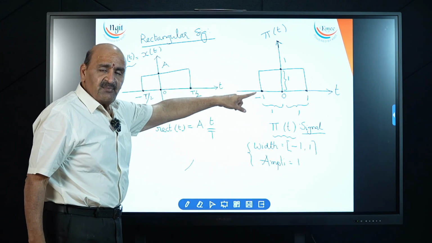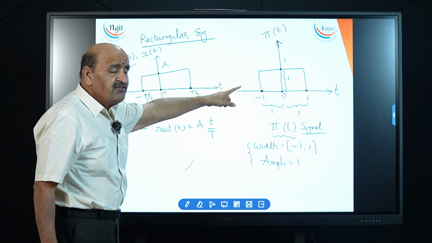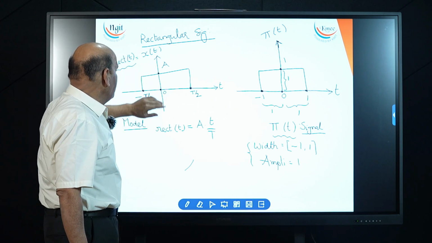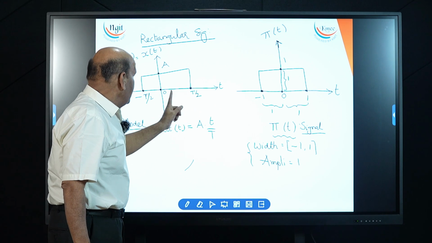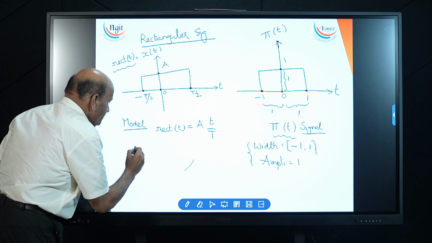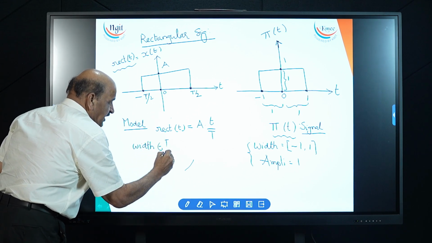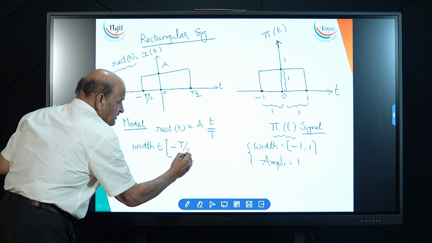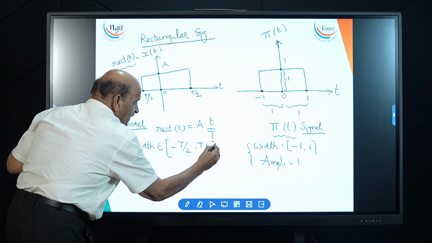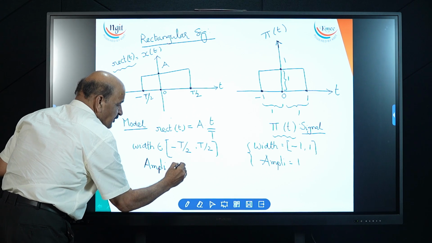This also comes under the family of rectangular signal, but it is a different notation. It is having a different notation. What is actually the family of rectangular signal? The right side and the left side widths are both the same. Now just look at here, the width of a rectangular signal belongs to minus T by 2 to plus T by 2. And here, the amplitude is equal to A.